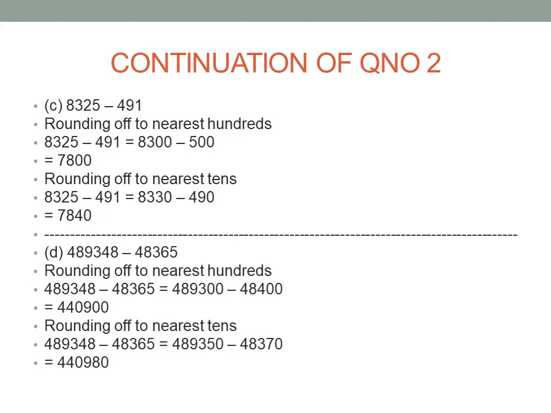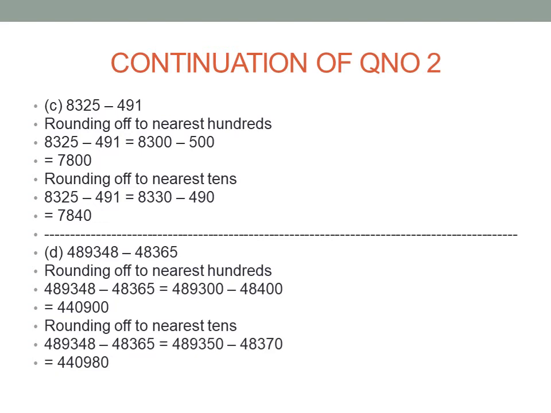Now rounding off to the nearest tens. Change the tens digit. So here 8,325. 25 is actually in between 20 and 30, but whenever it is a 5, so 25 will go to 30. 35 will go to the next one, the greater side we will move. 8,325 will be rounded off to the nearest tens place as 8,330 minus 491.